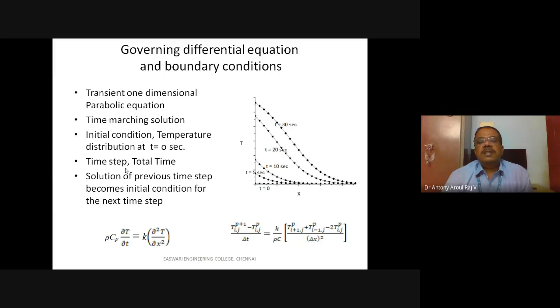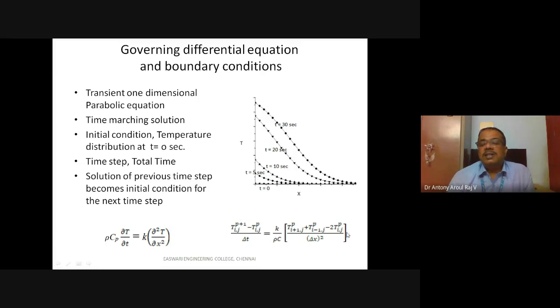If possible, we will solve a simple numerical problem for a better understanding of this energy simulation software. My governing differential equation is the transient one-dimensional Fourier equation. When I discretize, it will be in this form. This is i, and this is p plus 1 for tp. This is only one direction, so even this j need not be there. It is T of i plus 1 plus T of i minus 1 minus 2 Tp.